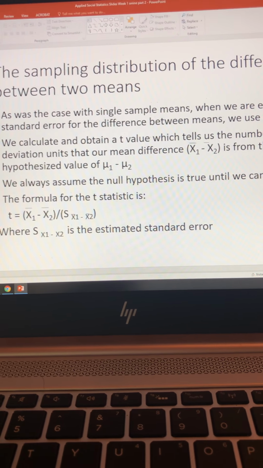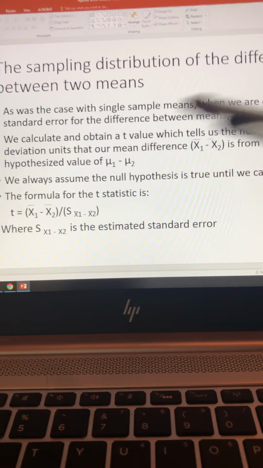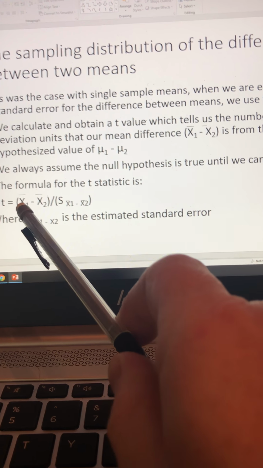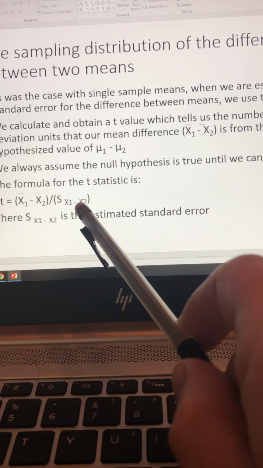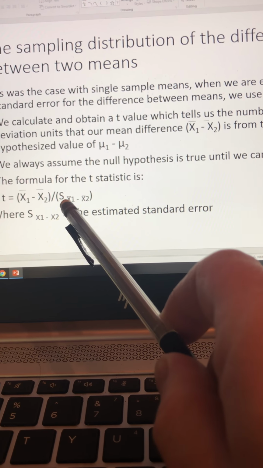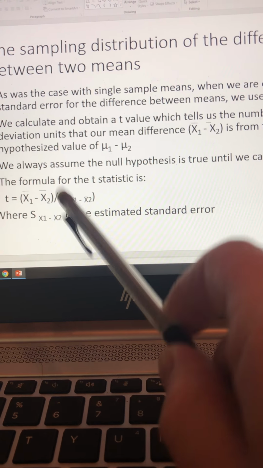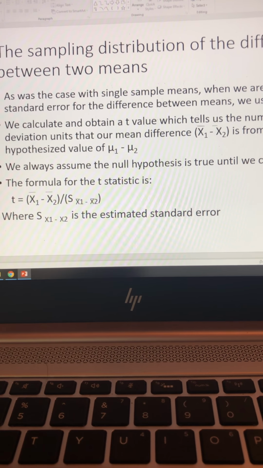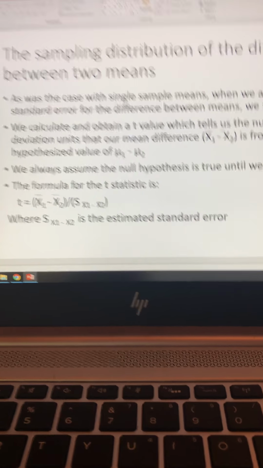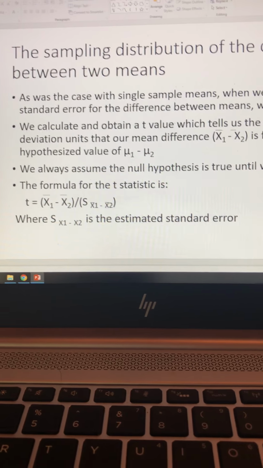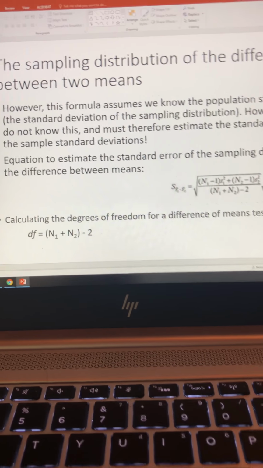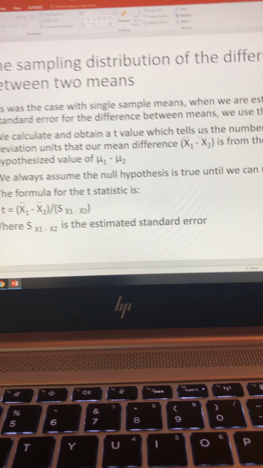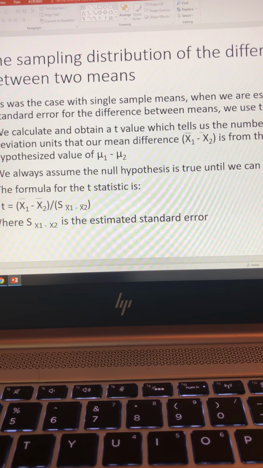Okay, again, always assume the null is correct. The formula for the t-statistic is easy. It's just x, so your mean of sample 1 minus mean of sample 2, over the tricky part, the standard error of the differences. And remember, we don't know the population standard deviation, so we can't get the population standard error of the differences. We have to use the sample standard error of the differences and this equation to estimate it, right? Estimated standard error of the differences.